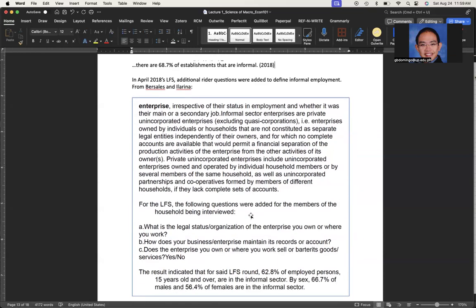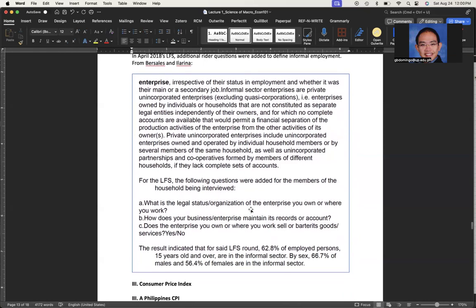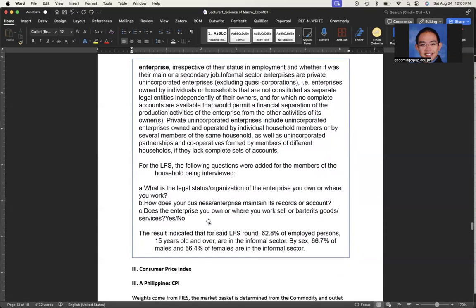For the LFS, the following questions were added for the members. What is the legal status of the enterprise you own or where you work? How does your enterprise maintain its records? Right? Are you able to do it separately from yourselves, for example? You have separate accounts for your businesses, yes or no? Does the enterprise you own or where you work sell or barter its goods or services, yes or no?